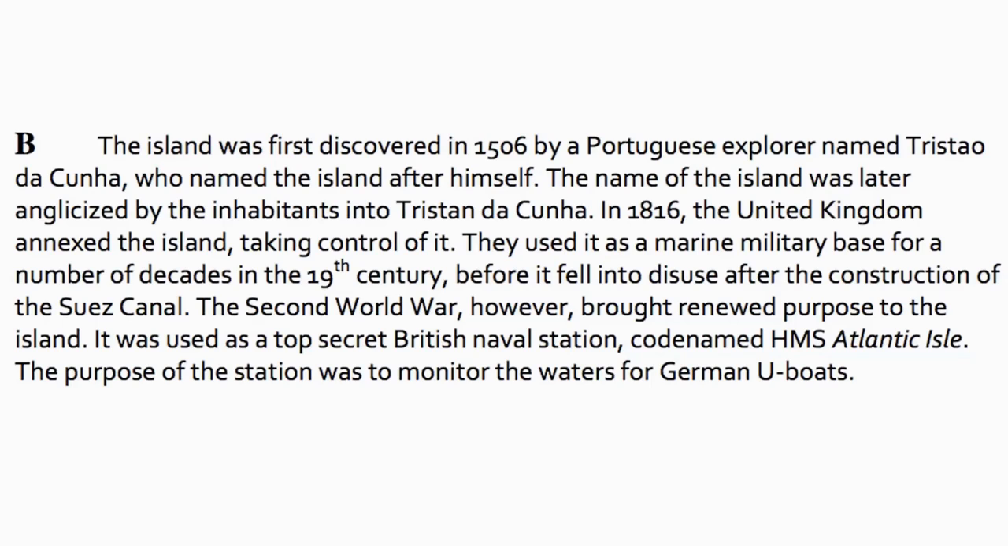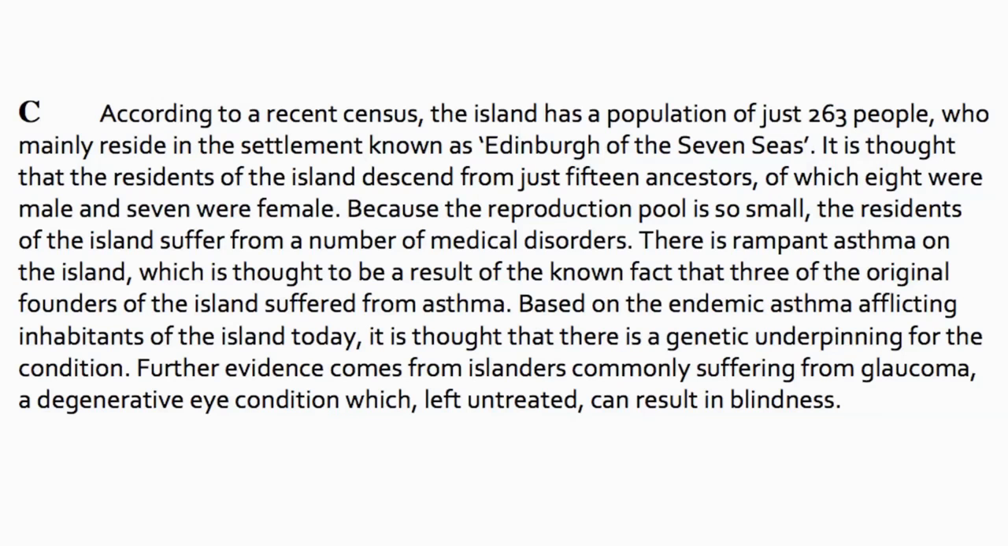The Second World War, however, brought renewed purpose to the island. It was used as a top-secret British naval station, codenamed HMS Atlantic Isle. The purpose of the station was to monitor the waters for German U-boats. According to a recent census, the island has a population of just 263 people, who mainly reside in the settlement known as Edinburgh of the Seven Seas.